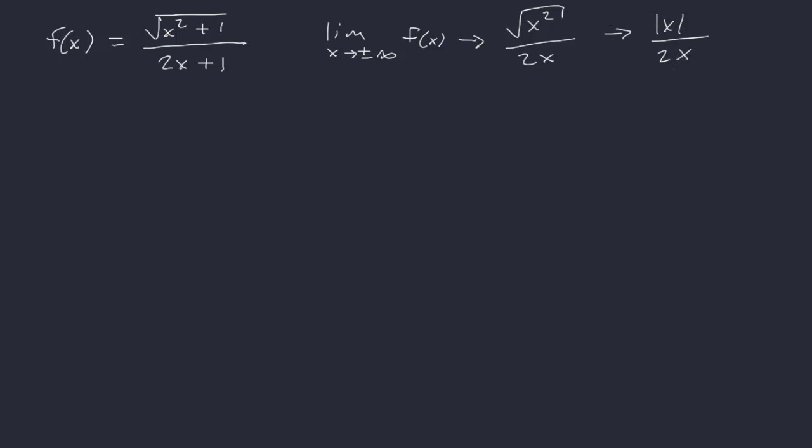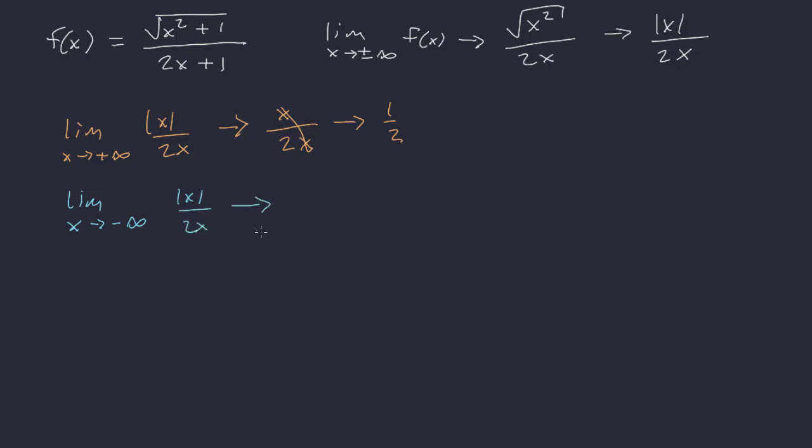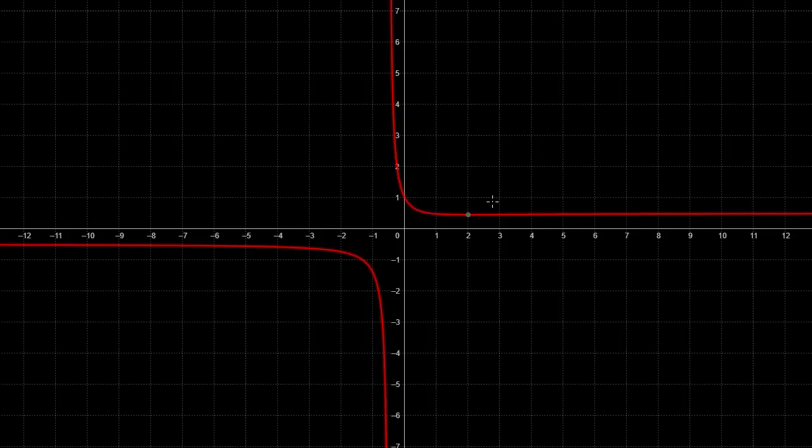And now is when we can break it into two pieces, because the limit as x goes to positive infinity of the absolute value of x over 2x, well, remember x is positive, so the absolute value of x is just going to be x, and we'll have x over 2x, the x's cancel, so we get 1/2. However, when we go on the negative side, the limit as x goes to negative infinity of the absolute value of x over 2x, well in this case, x is negative, so the absolute value of x won't just be x, it will now be negative x over 2x. The x's cancel, and we get negative 1/2. Just to show you the graph of this, we can see one horizontal asymptote on one side is 1/2, and another horizontal asymptote on the other side is negative 1/2.